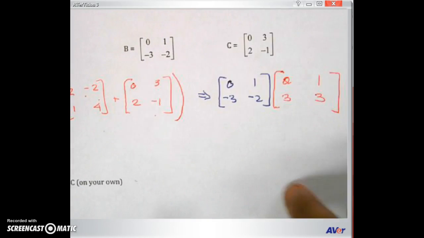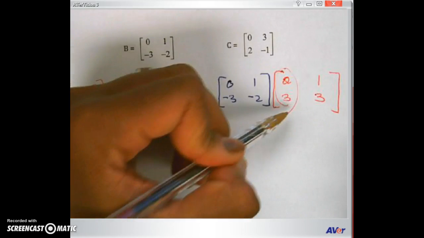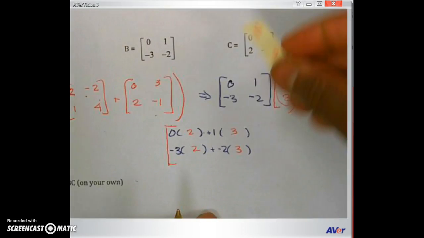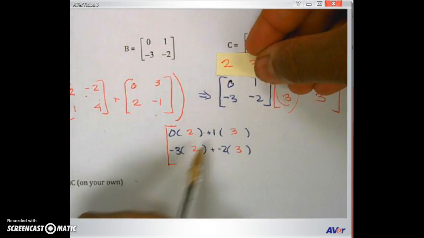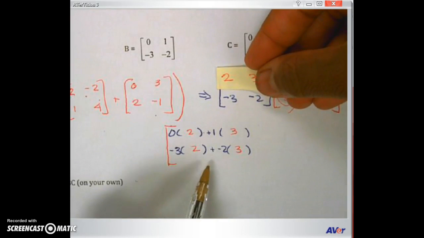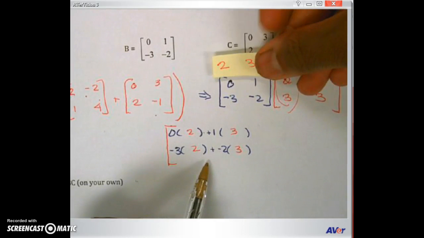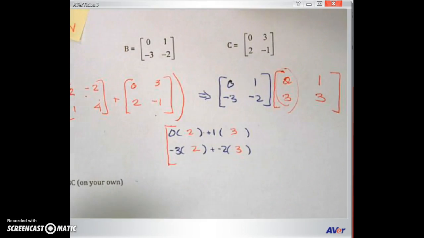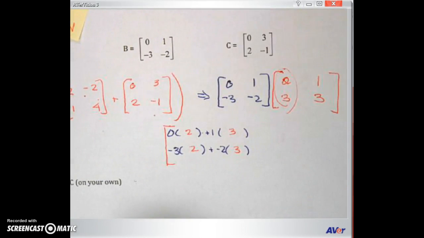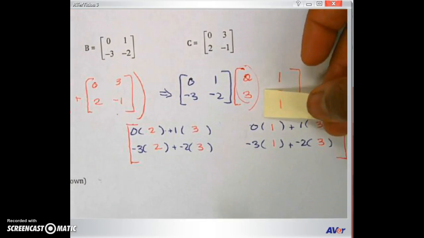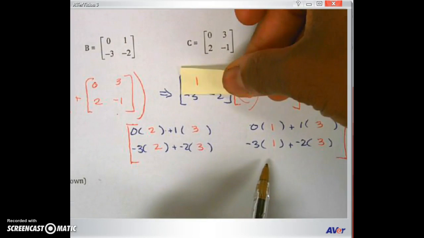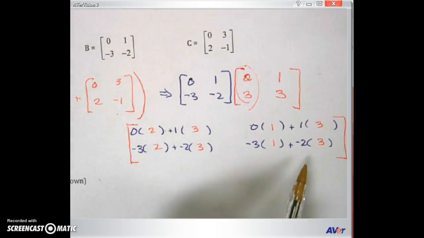Now, this is a 2 by 2 times a 2 by 2, so I can multiply these quite nicely. You might need to press pause, but for 2, 3, I'm multiplying 0, 1, and then -3, -2. Go ahead and press pause if you need to, so you can see that and write that down. And then after that, you're going to go for the other one and distribute the 1, 3. So your next row, you do the 1, 3 here, so 0, 1, and then here as well. Different color coding for this one.